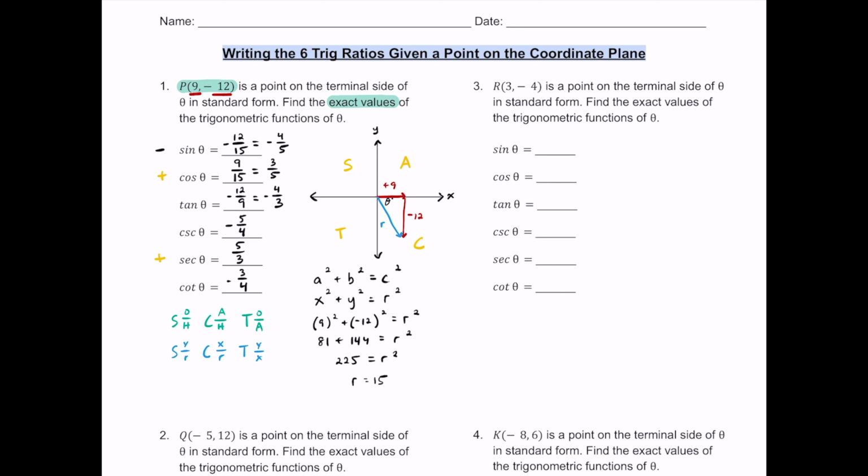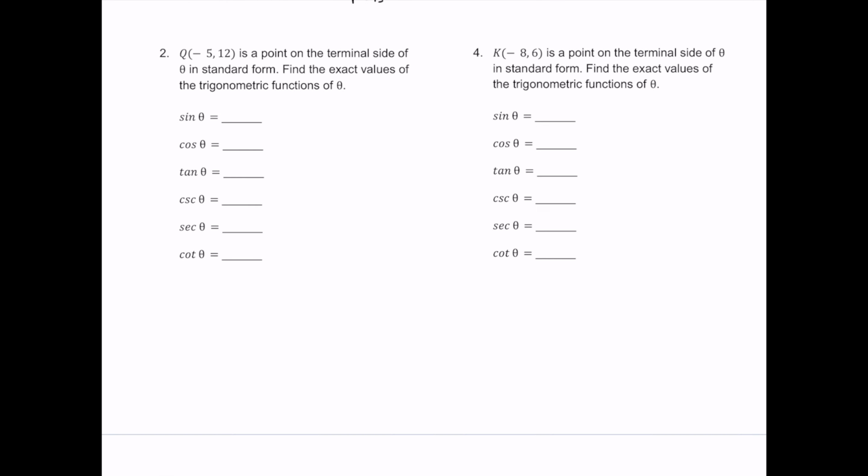So sine and cosecant always will have the same sign, and then tangent and cotangent are all negative just because they are in quadrant 4, and only cosine's positive there. All right, let's try another one here.